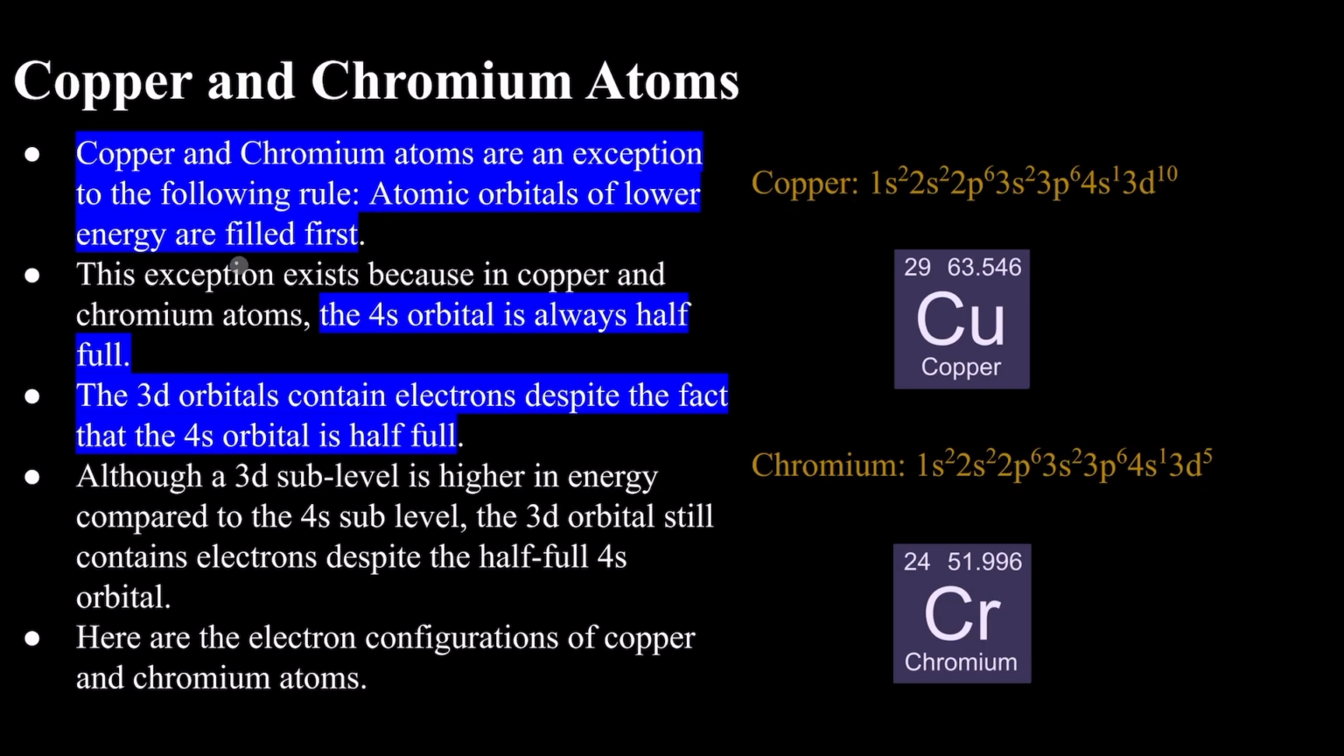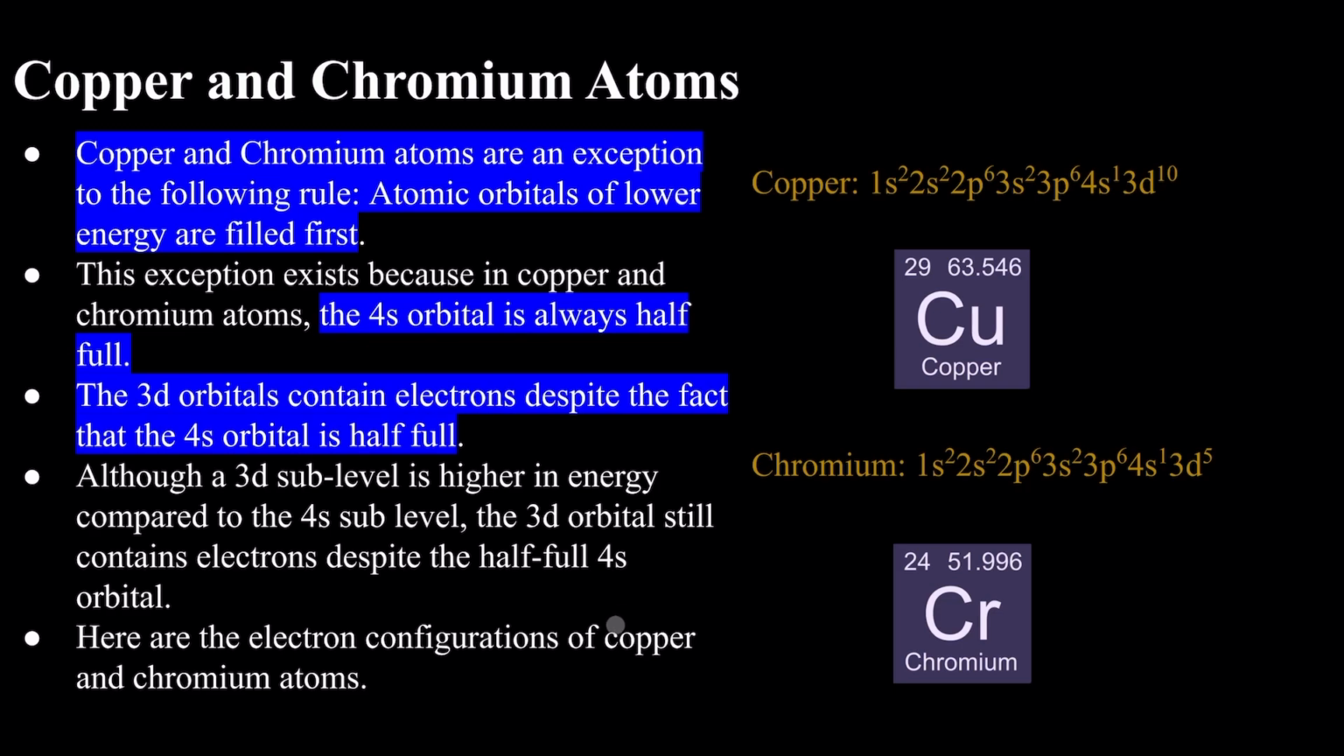So if this above rule were fulfilled, the 4s sublevel would fill first before the 3d sublevel or the 3d orbitals are filled. But that is not the case when it comes to copper and chromium atoms. So again, just to reiterate, although a 3d sublevel is higher in energy compared to the 4s sublevel, the 3d orbital still contains electrons despite the half-full 4s orbital.